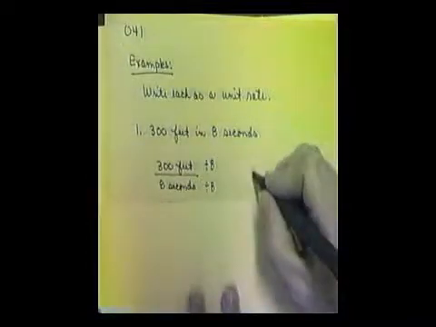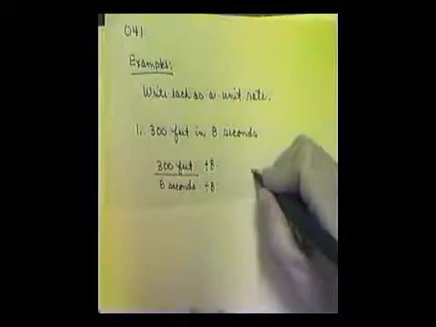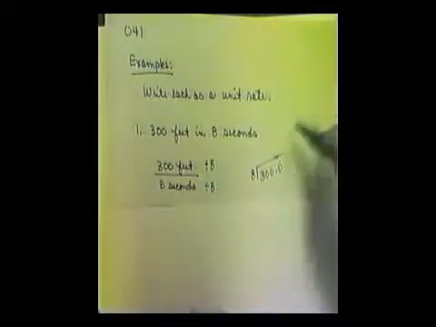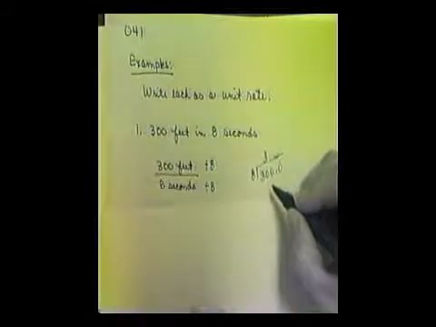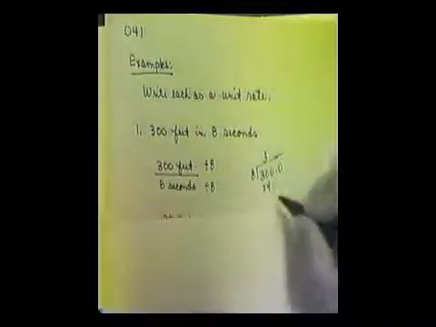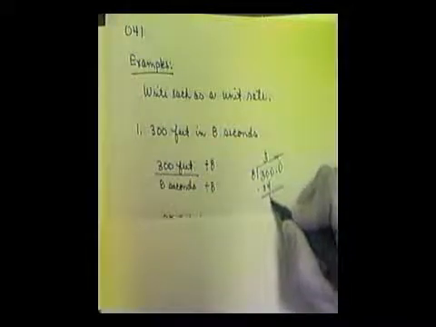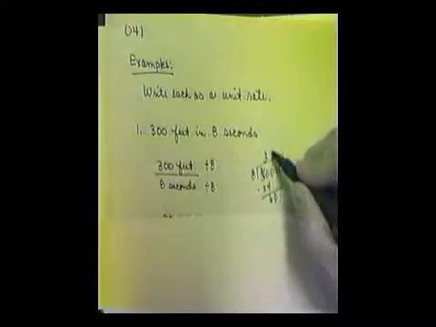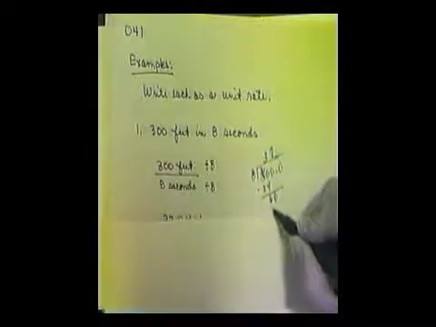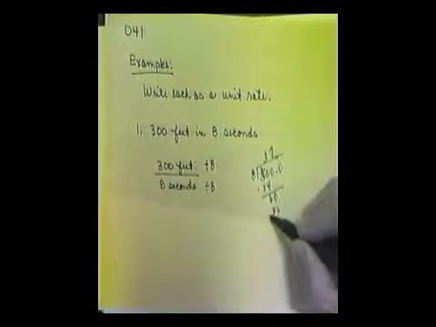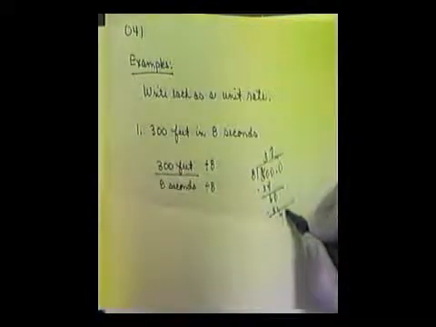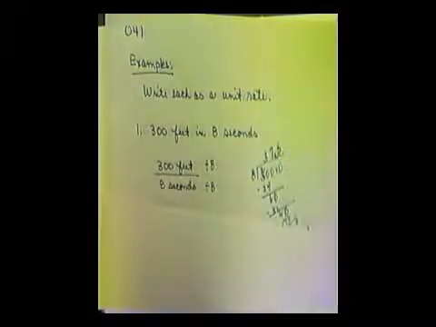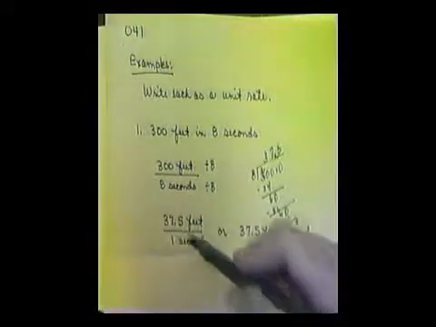Now, when we divide 8 into 300, we can do that here, or we can do it in our calculator. Of course, 8 goes into 30 3 times. 3 times 8 is 24. Subtract gives me 6. Bring down the 0. 8 into 60 goes 7 times. 7 times 8 is 56. Subtract gives us 4. Bring down the 0, which gives me 40. 8 goes into 40 5 times. No remainder. So 37.5, and that's what we get.